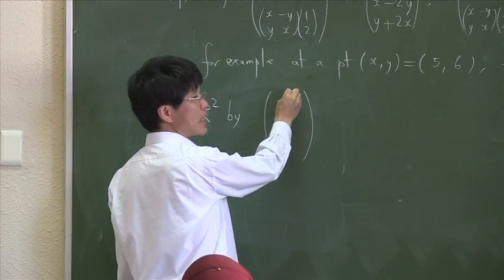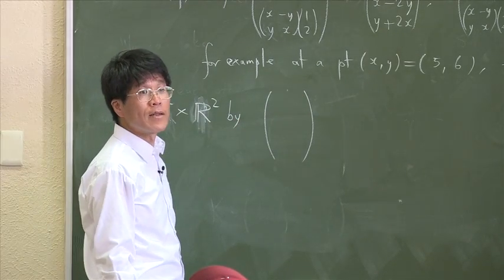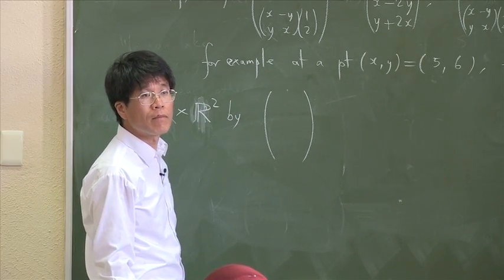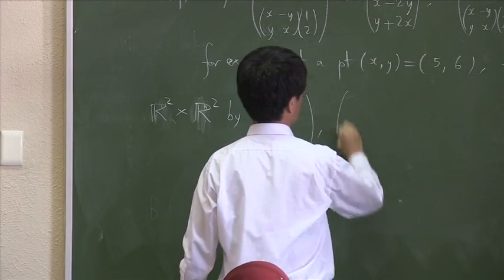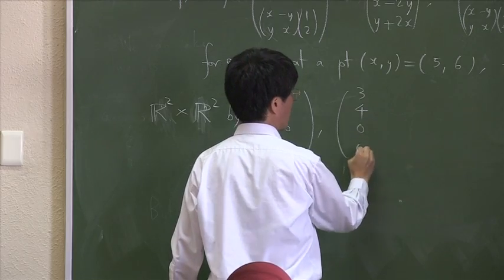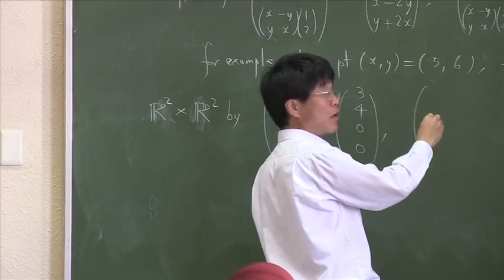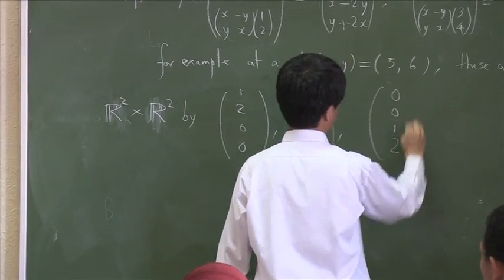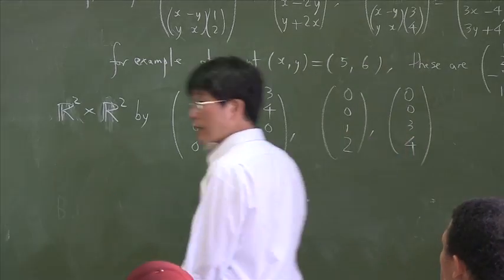The first vector. What's that? Look at that. 1, 2, 0, 0. That's correct. And the second one? 3, 4, 0, 0. Thank you very much. And the third one? 0, 0, 1, 2. Okay, we have understood everything. And then the fourth one is, of course, 0, 0, 3, 4. Okay, so those are the orienting vectors.